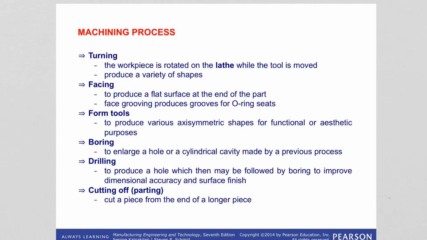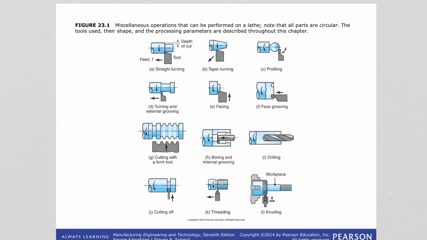Another type of process is drilling, and we know drilling is done to produce a hole, which may be followed by boring to improve dimensional accuracy and surface finish. So if you watch the videos, first you will see that they do drilling to form the hole, and then do boring. They can either do it to enlarge the hole, or to improve the surface finish or dimensional accuracy. And drilling is illustrated in image I.